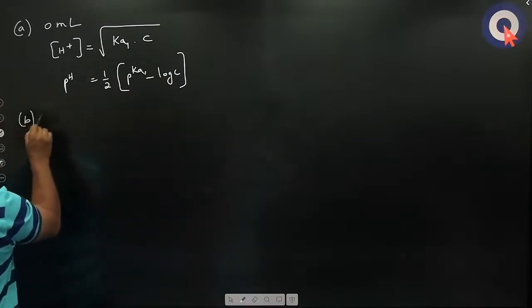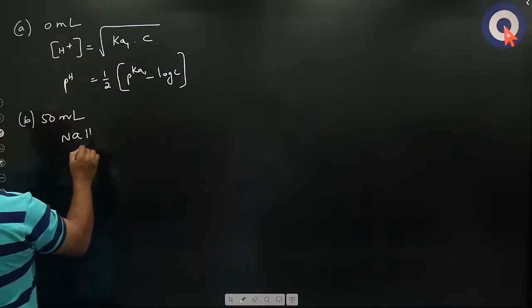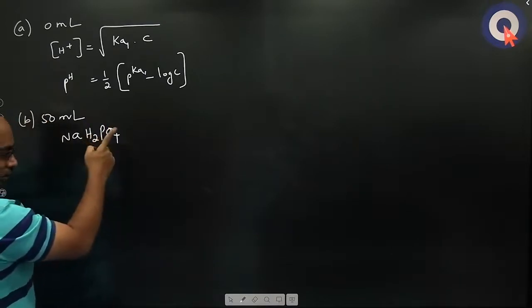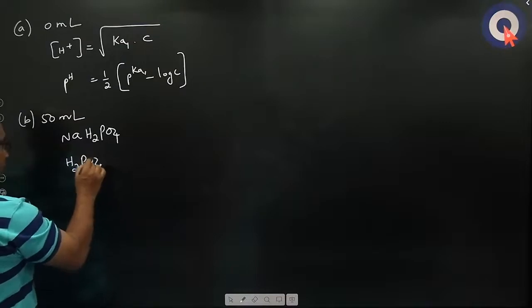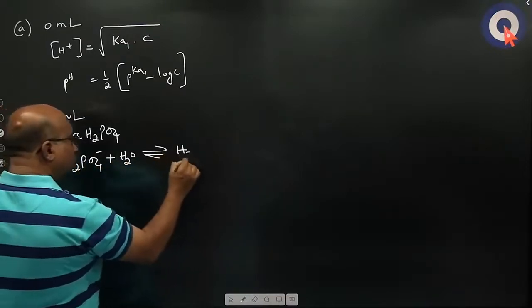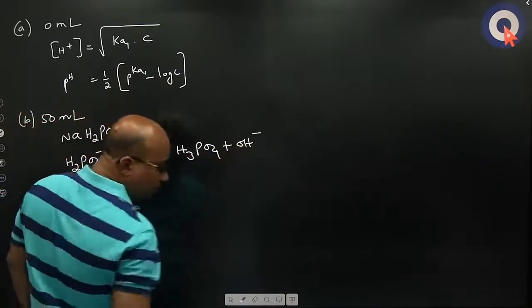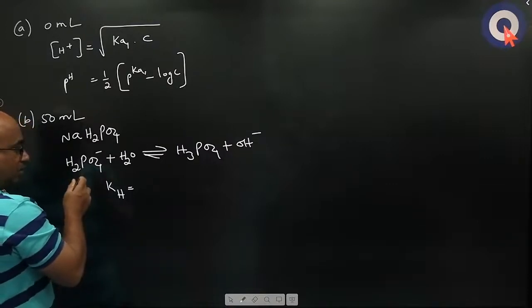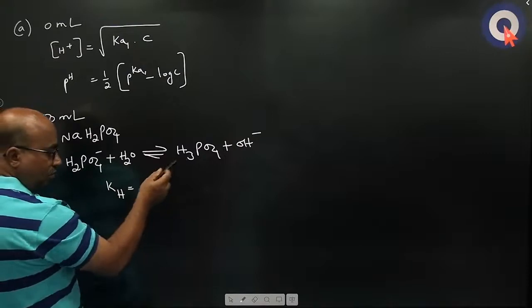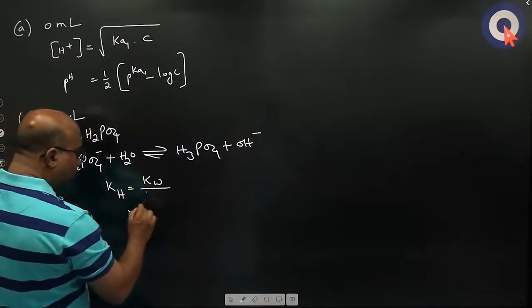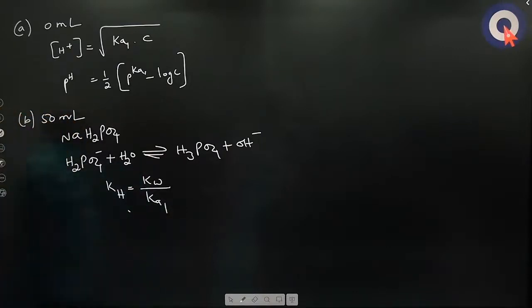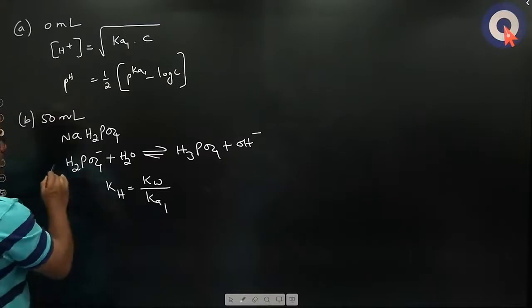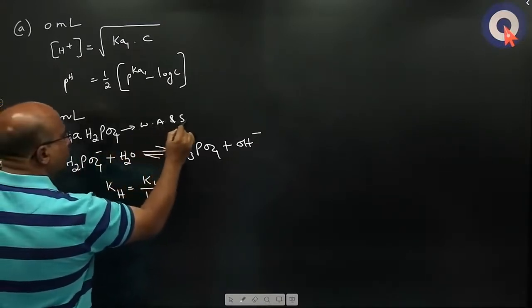But what is the second situation? When 50 ml is added, it was Na2H2PO4. So it's a salt of H3PO4. But H2PO4 minus undergoes hydrolysis. When it is hydrolyzing, it is converting to H3PO4 plus OH minus. What is its hydrolysis constant, that is KH? Whenever the anion which is coming from the first dissociation of H3PO4 is undergoing hydrolysis, KH is nothing but Kw by Ka1. So if you take, let us say, the simplest expression for a salt of a weak acid and strong base.